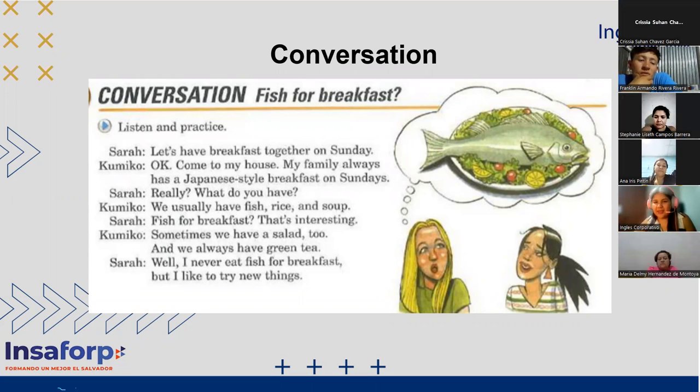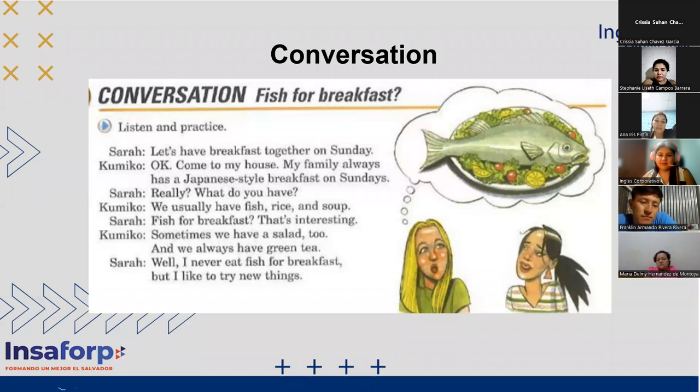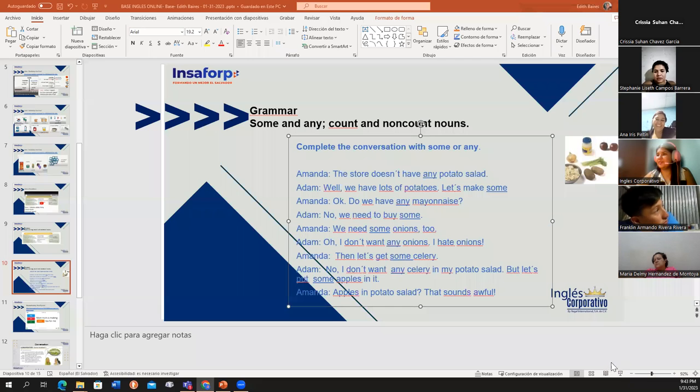Thank you. Okay, Ana Iris Pintin, do you want to participate? And Stephanie Lisette, go ahead. Let's have breakfast together on Sunday. Okay, come to my house. My family always has a Japanese style breakfast on Sundays. Really? What do you have? We usually have fish, rice, and soup. Fish for breakfast? That's interesting. Sometimes we have a salad too, and we always have green tea. Well, I never eat fish for breakfast, but I like to try new things. New things. Okay. Thumbs up. Very good. That was good.